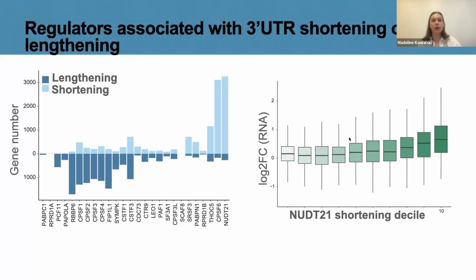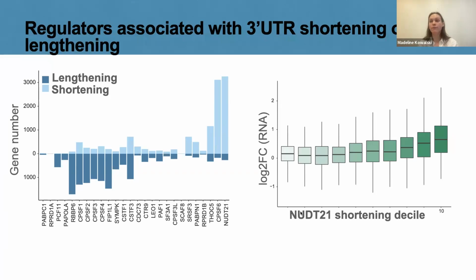So, shifting focus to just changes within the last exon, or tandem changes, we found that most regulators tended to primarily cause either 3' UTR lengthening or 3' UTR shortening upon their perturbation. We also investigated the relationship between gene expression changes and 3' UTR length.